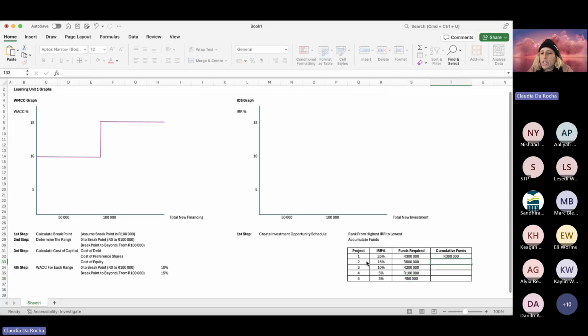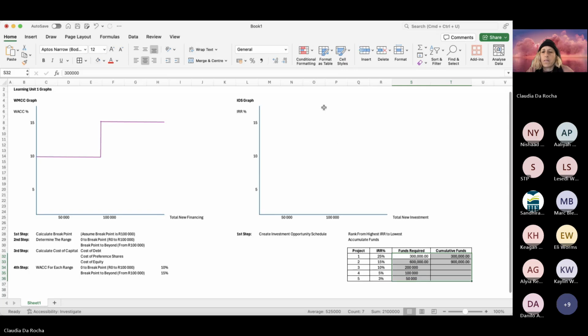And then what we do is we just add up the funds. So this is a table that you would create because this information, the IRR percentage and the funds required, would have been given to you. So you have to create this table. Okay.